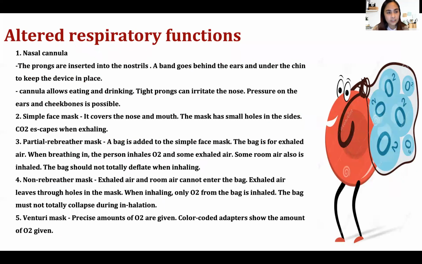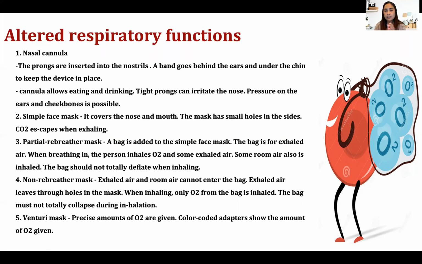So what is a nasal cannula? It is a prong which is inserted into the nostrils. A band goes behind the ears and under the chin to keep the device in place. So we are putting it in the nasal prong, then around your ears, okay? Then on your chin.